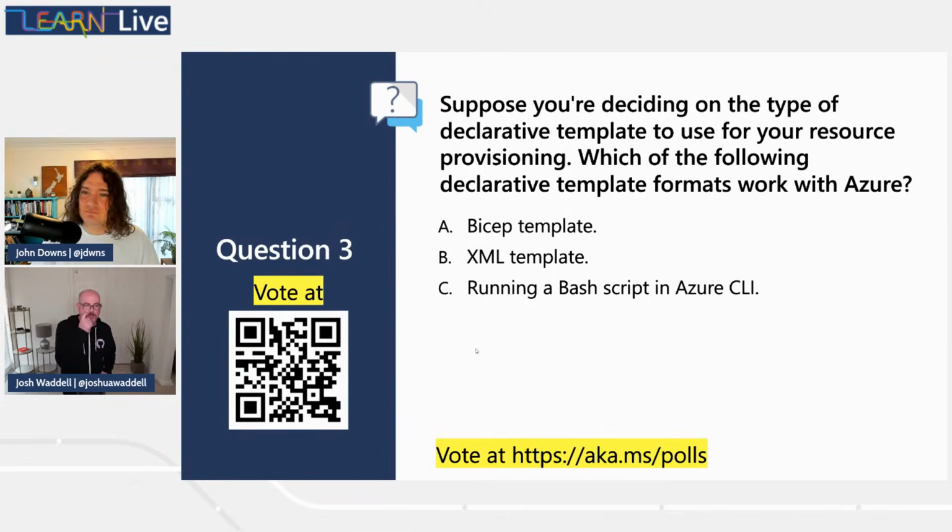Suppose you're deciding on the type of declarative template to use for your resource provisioning. Which of the following declarative template formats work with Azure? A, a Bicep template, B, an XML template, or C, running a bash script in CLI? All right, ooh. So we've got some votes coming in.